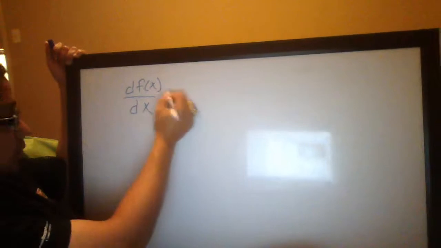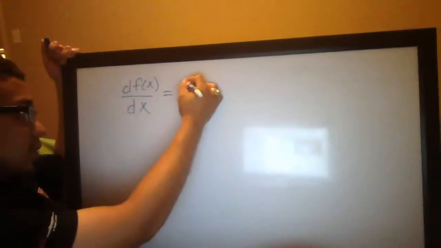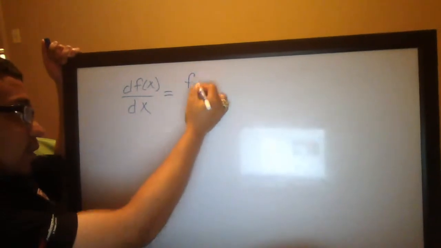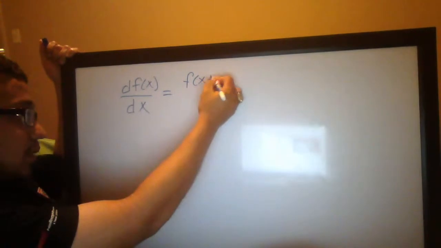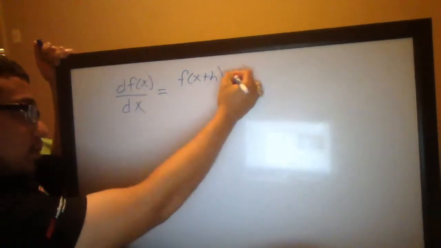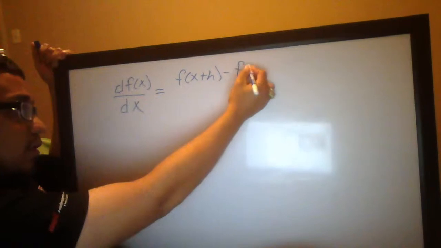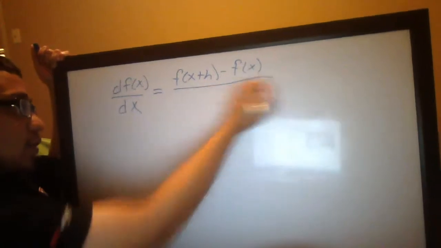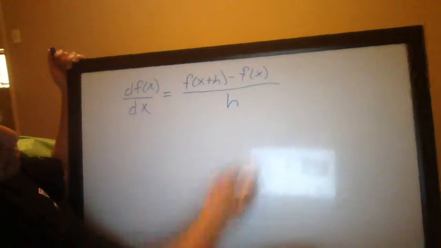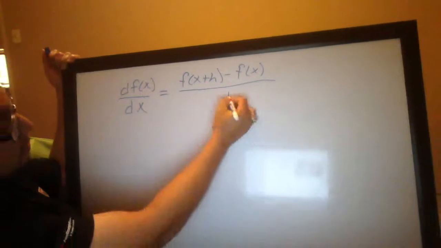Okay, so today we're going to be talking about a derivative. So the definition of a derivative is the change in some function with respect to x over the change in x. It's going to be equal to some function of x plus h minus f of x, over h.